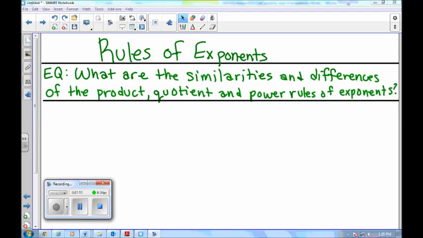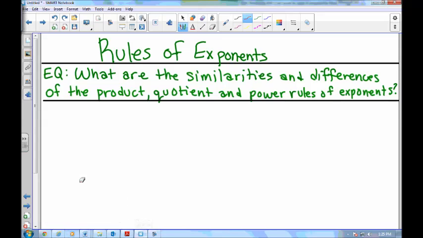What are the similarities and differences of the product, quotient, and power rules of exponents? This is the essential question that by the end of the notes you should be able to answer. We'll practice doing the summaries next week since I won't be here on Thursday, but eventually you'll be answering these questions. I think most people are almost caught up. We're going to start with the product rule.